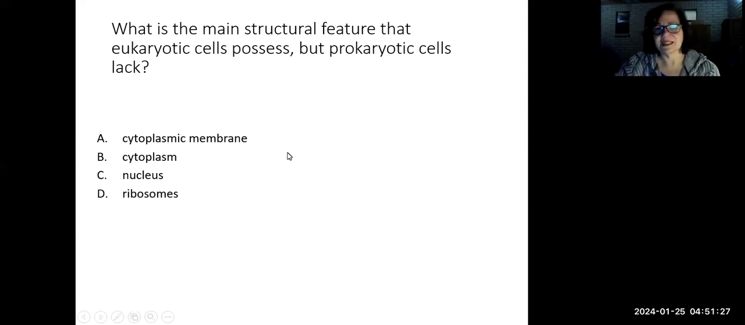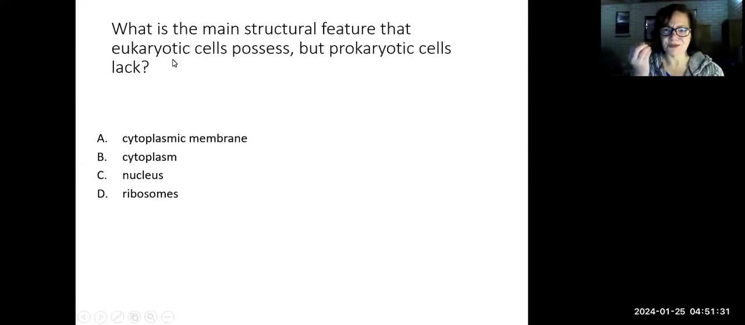That's what the karyo refers to. Karyo is kernel or inner central core of something, and eu means good or true. These are the cells that have a true nucleus, and pro means before.